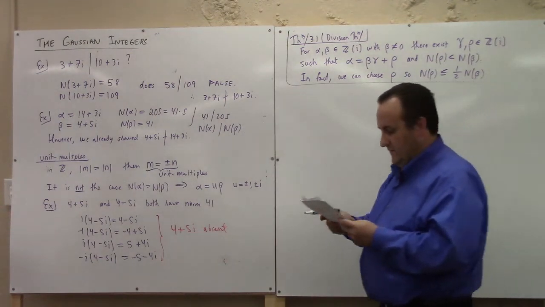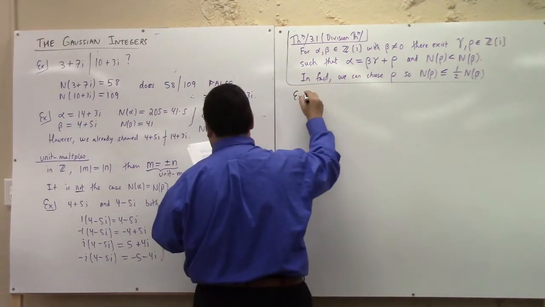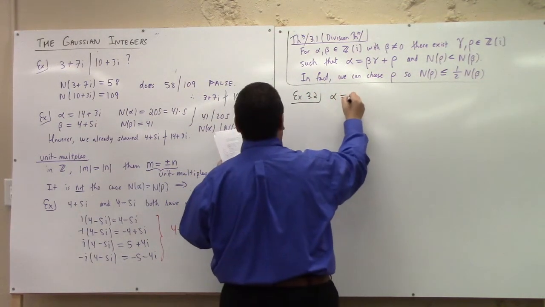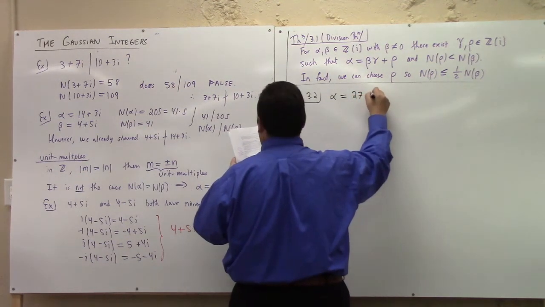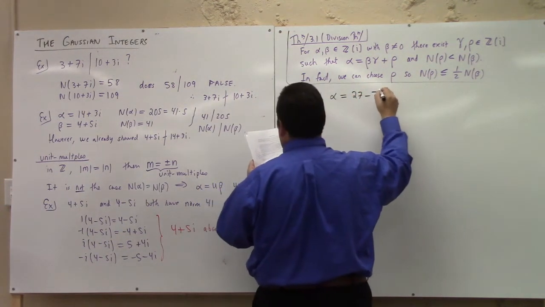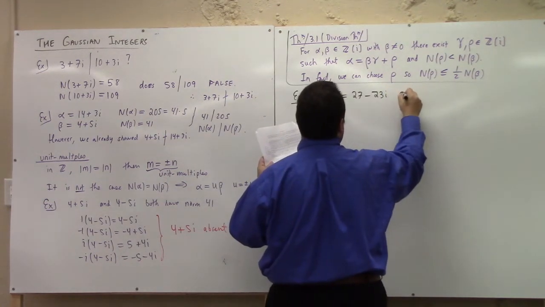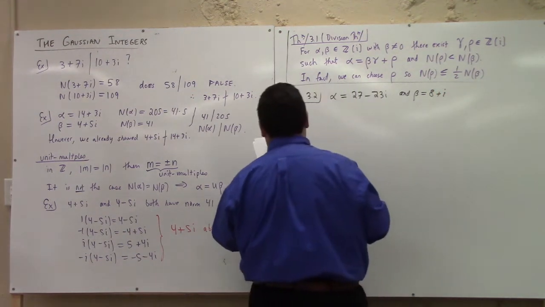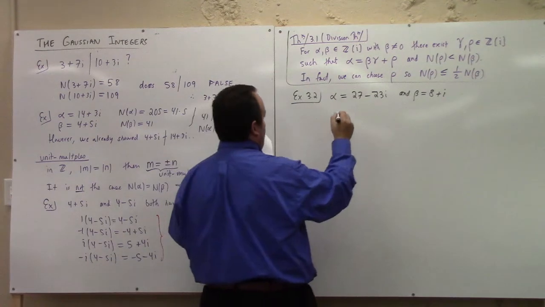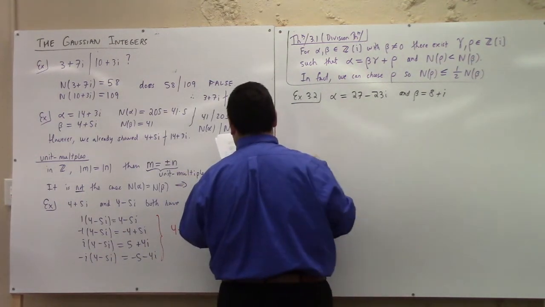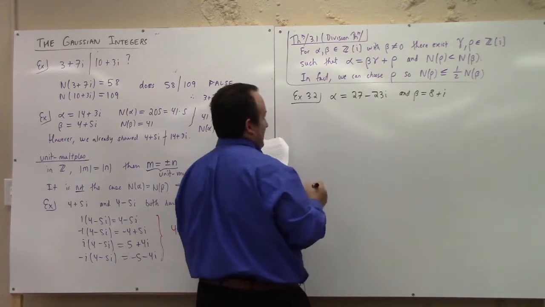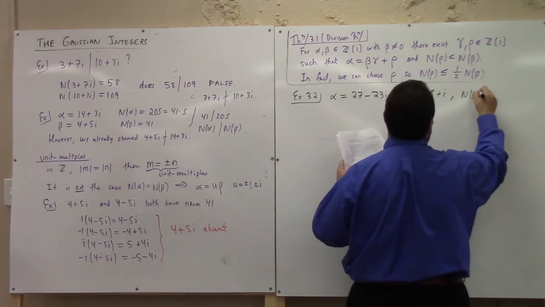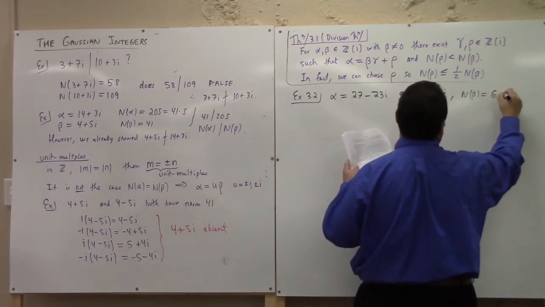So here's the example he has for us. It's a good example for a lot of reasons. Alpha equals 27 minus 23i, and beta equals 8 plus i. The norm of alpha, well, he doesn't tell me what it is; it's pretty big. The norm of beta is what we actually have to worry about. The norm of beta is 64 plus 1, which is 65, right?